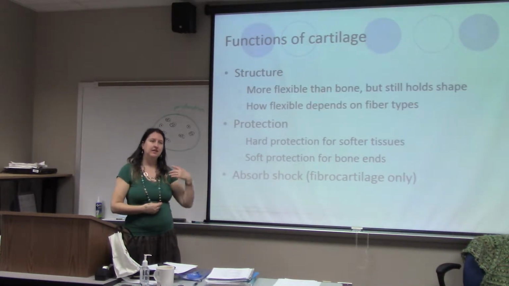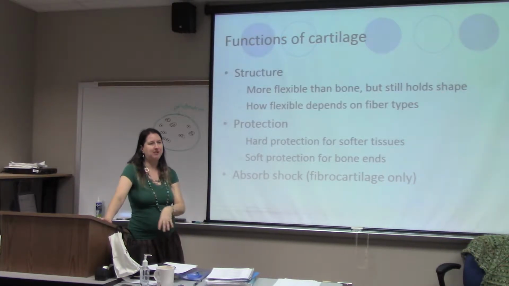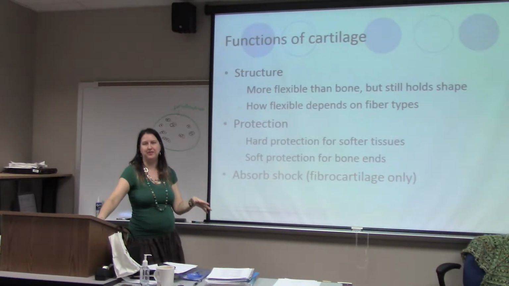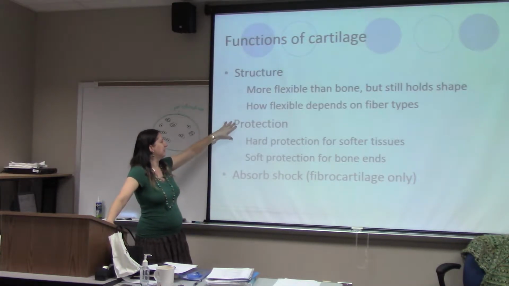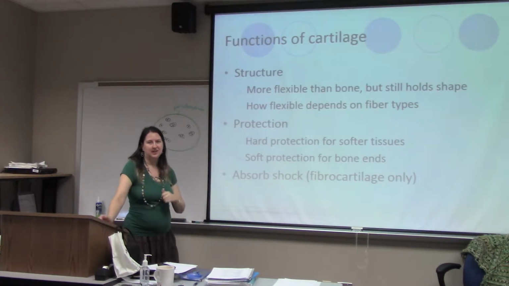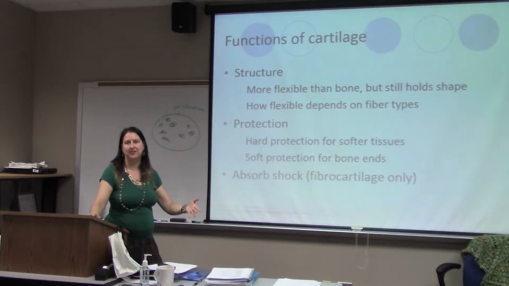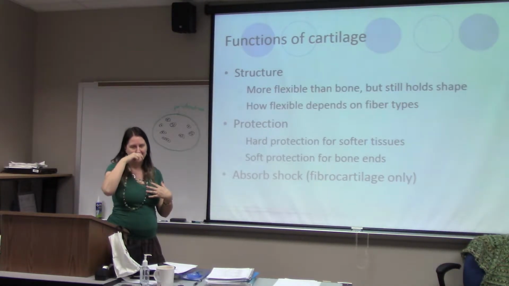In general, cartilage is used for structure. When you want something more flexible than bone, but still holding its shape and at least somewhat protected. The different types are, some are more flexible than others based on the fibers. Cartilage provides some protection in 2 directions. Some things it protects by being harder than they are, like there's cartilage in your ribs that helps protect your lungs and heart.